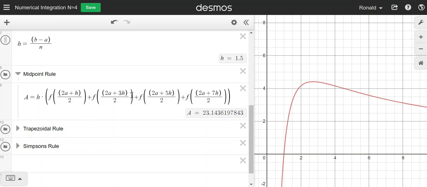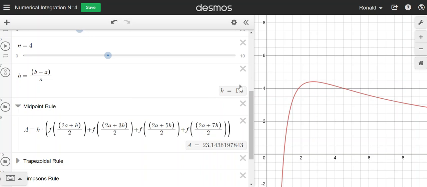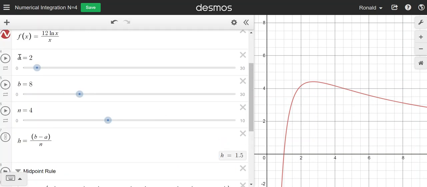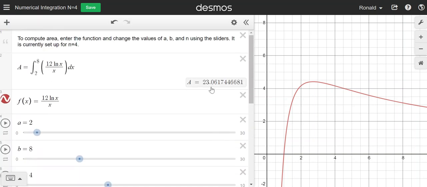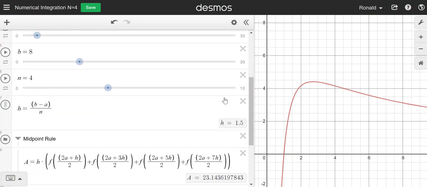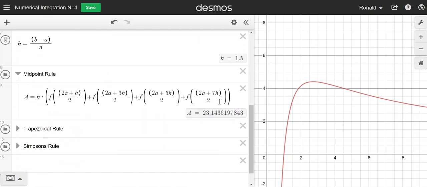And so we can see that we actually have the midpoint rule being evaluated here. So what this formula has done, it has taken this value of h, and it has taken this value of a, and it has evaluated this expression to get 23.1436. The exact value obtained by integrating was 23.0617. So it's pretty close for an approximation.